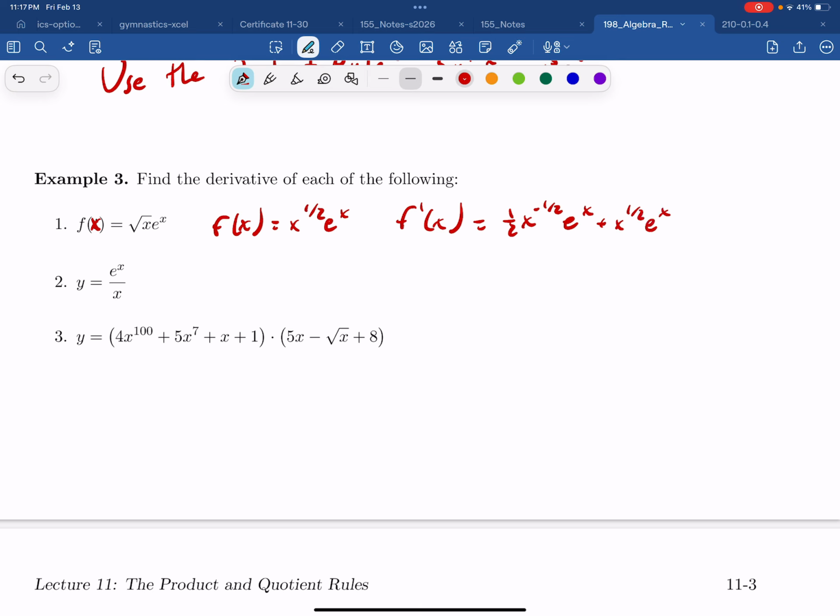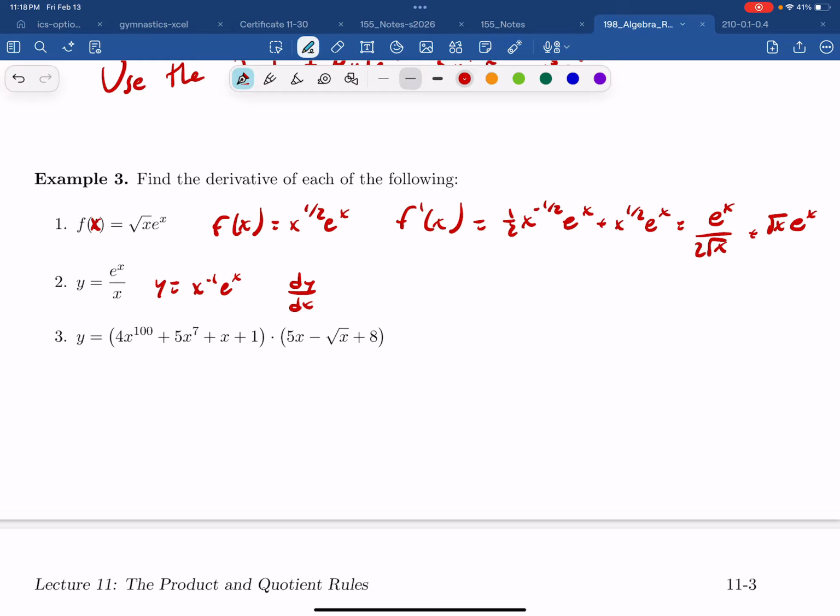And if you want to rewrite this, then you can write this as e to the x over 2 root x plus root x e to the x. And there are other ways to simplify it if you want, but I'm just going to keep it this way. Right, this was e to the x plus 2x e to the x all over 2 root x, but I don't think it's worth it, right? Anyway, y is the same thing as e to the x times x to the negative 1. Actually, I'd rather put the polynomial first.